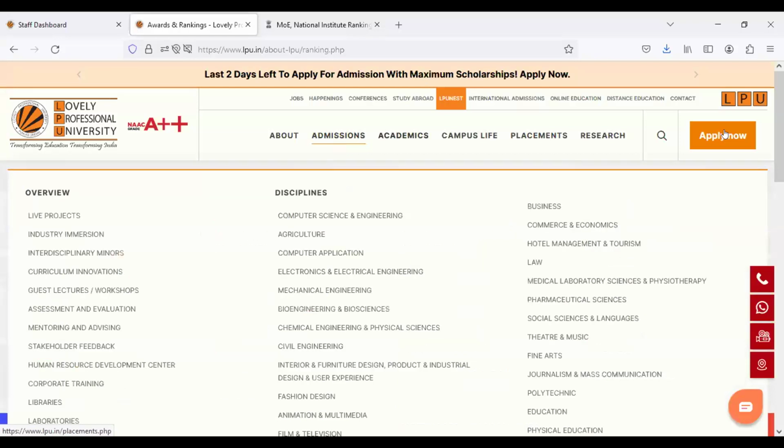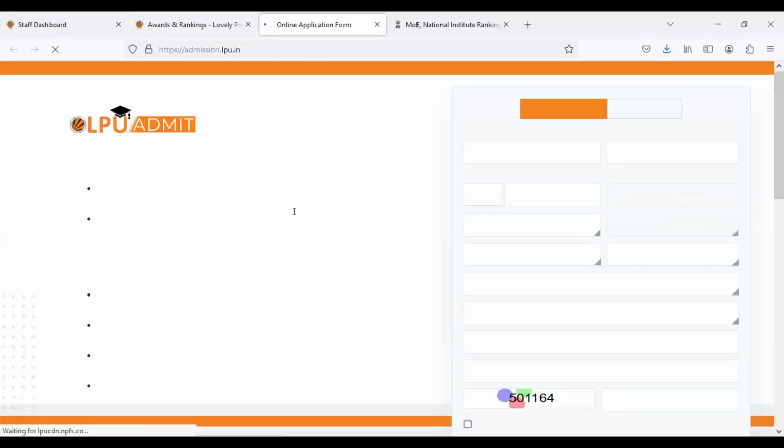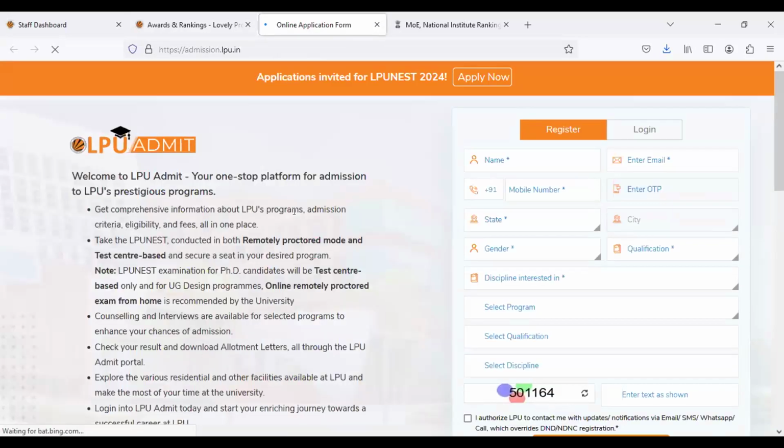So very first is the Apply Now button. You can click over there, then our registration page will open. Very initially, you have to register over here with your name, email ID, and mobile number.